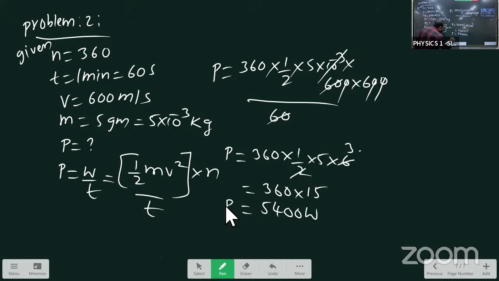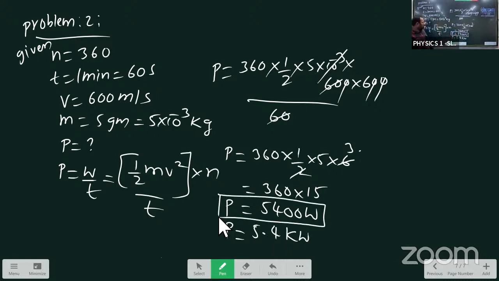5,400 watts. We are writing in kilo also. 5.4 kilowatts. You go kilo without kilo, not an issue. P equals 5,400 watts. This is the power of the machine gun. This problem belongs to the law of conservation of energy, freely falling body.